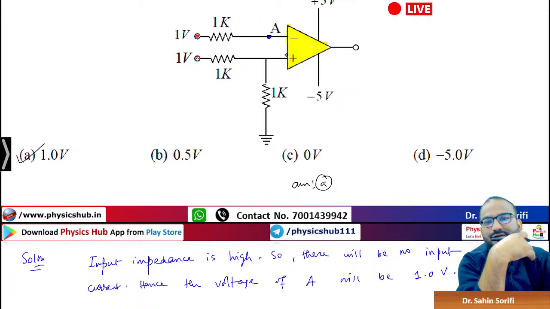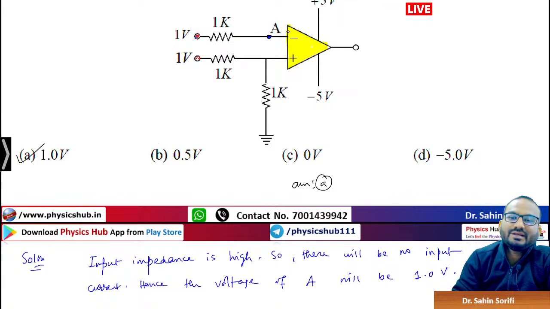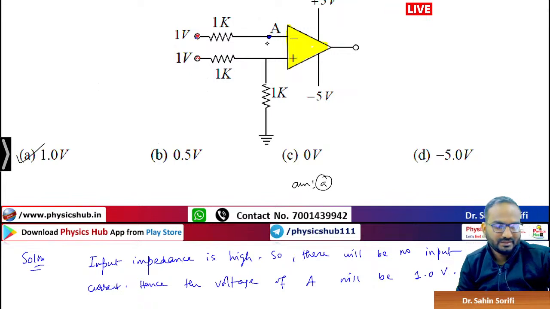You can think of it this way: because of this infinite input impedance, the circuit is not able to complete. If the circuit is not completed, there will be no current flow. If there is no current flow, there will be no drop. 1 volt will be reflected at A. I think it is crystal clear to everyone.